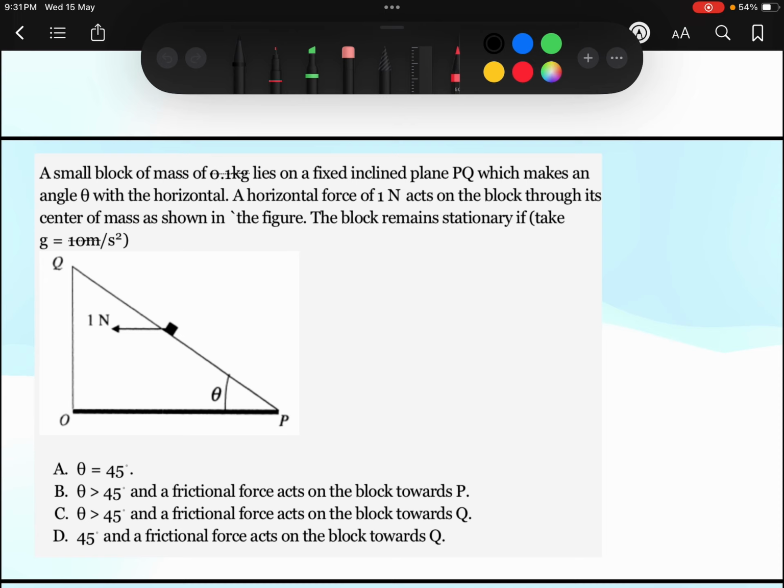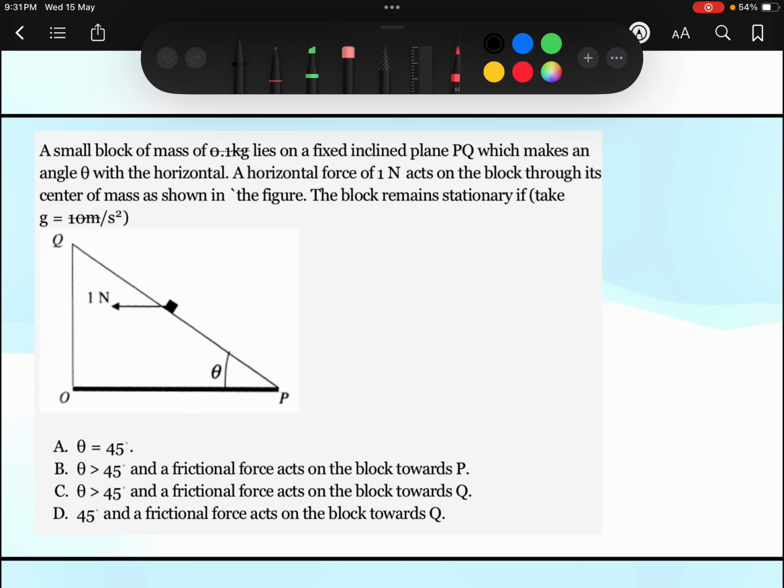Okay, here are some conditions given. So let me draw the situation here. This is our inclined plane, and this is having a theta angle with the horizontal, and this is a block of mass m I am taking. I will substitute the value later. Okay, and a horizontal force of 1 Newton is acting on it.